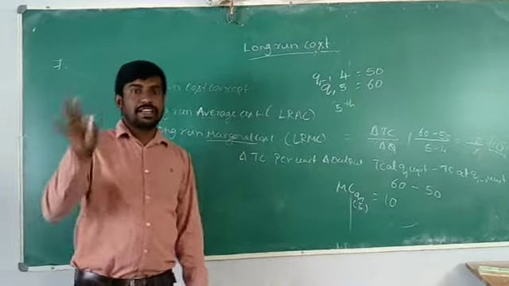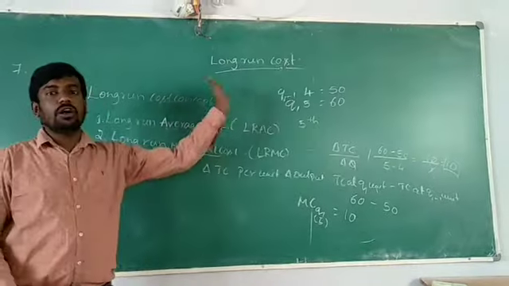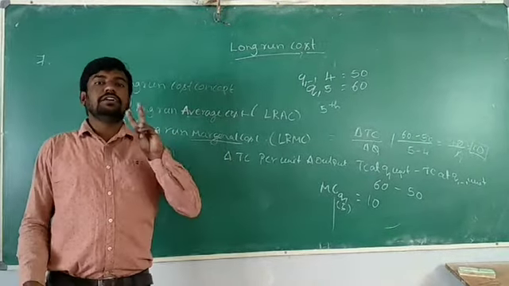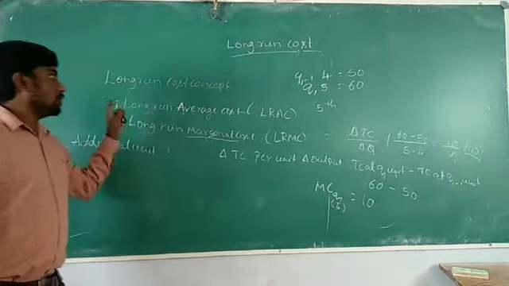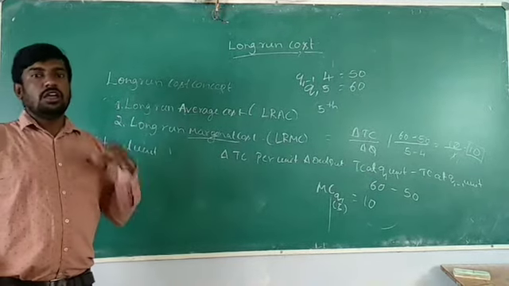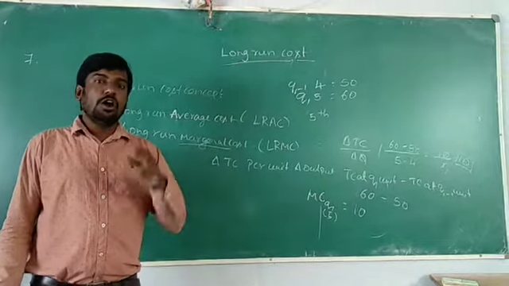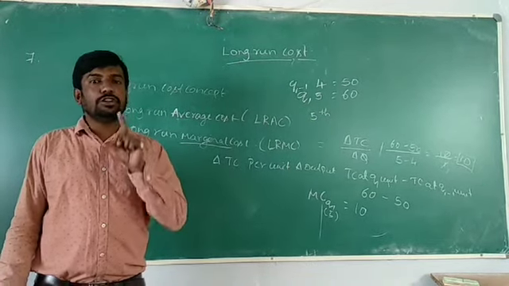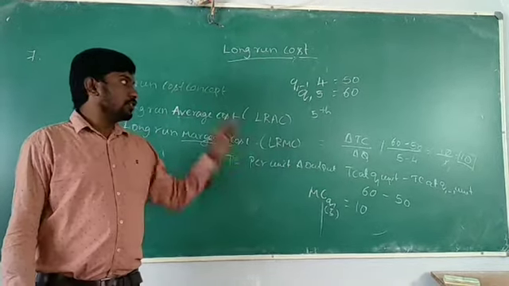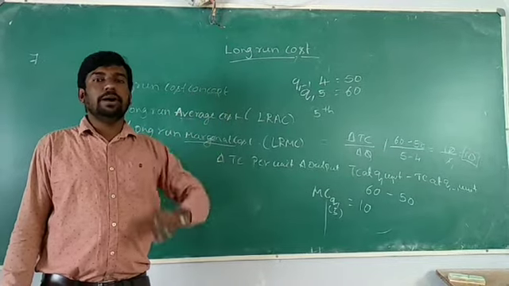I hope I have cleared this concept. In the long run, all the factors are varied, and here we have two cost concepts. The first one is the long run average cost. Long run average cost is the cost per unit of output: how much cost we are spending to produce 1 unit of a commodity. The formula is total cost divided by Q.